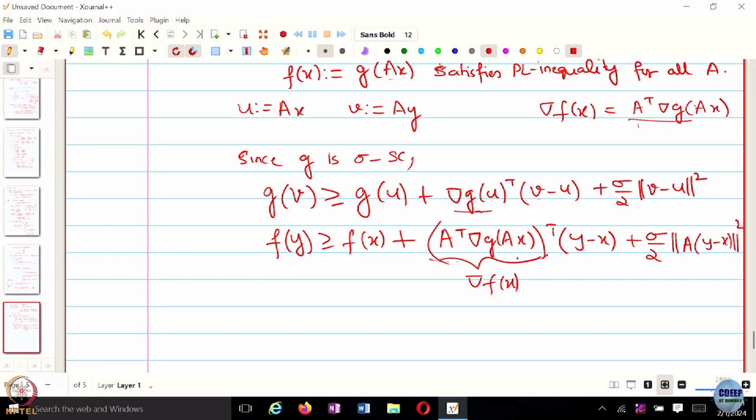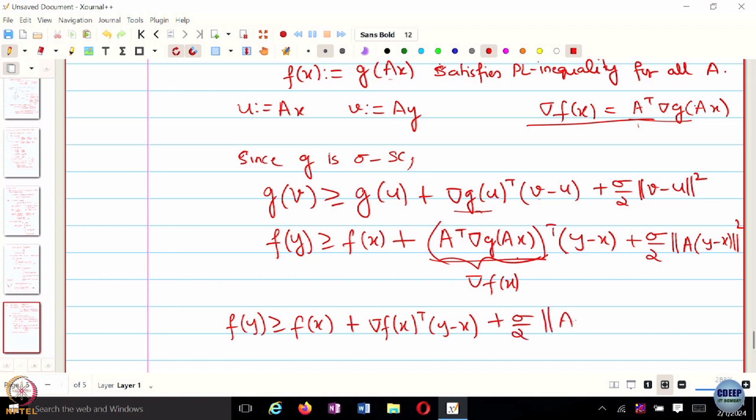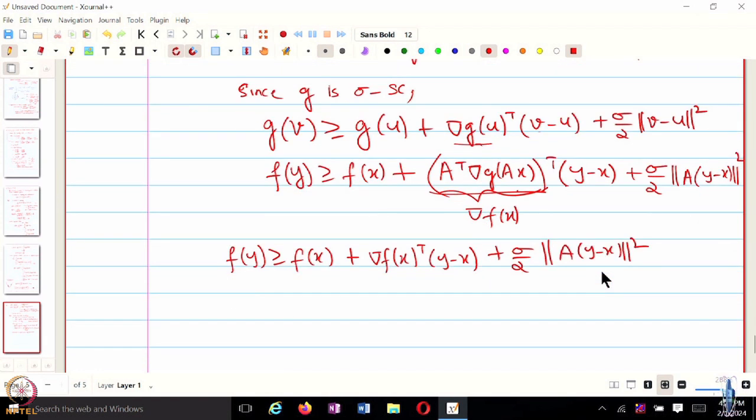By definition, this is nothing but the gradient of f of x. So if I choose y to be x star, the optimal solution, this turns out to be f star is greater than or equal to f of x plus gradient of f of x transpose (x star minus x).